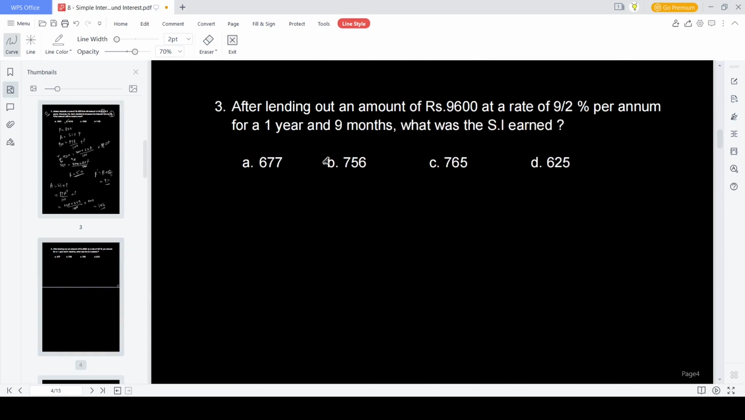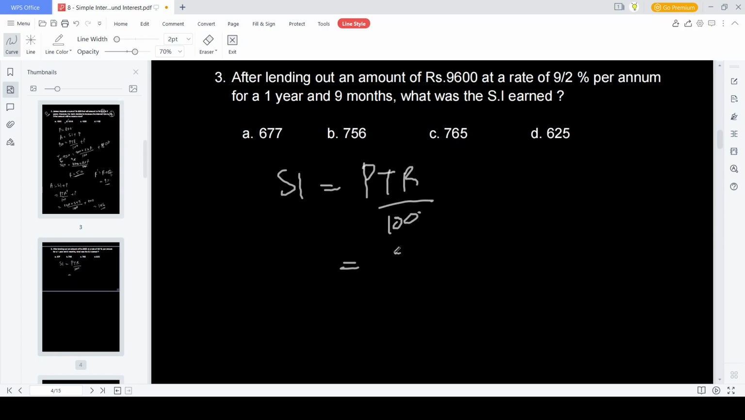Next question. After lending out an amount of 9600 at a rate of 9 by 2% per annum for 1 year and 9 months, what is the SI earned? Okay, simple interest earned. Simple interest is nothing but PTR by 100. The amount was 9600, that's the principal, into time, which we'll keep as it is. Rate 9 by 2 is nothing but 4.5%, so 4.5 into time, which is 1 year and 9 months.